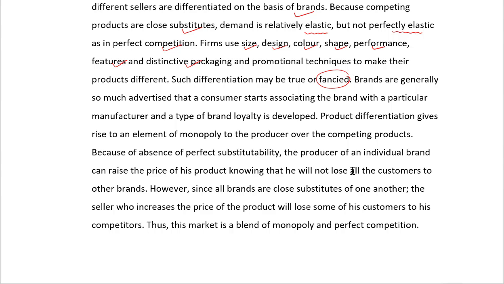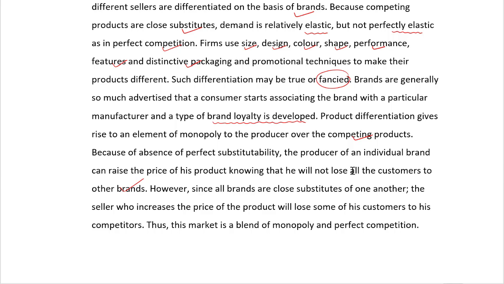Brands are generally so much advertised that a consumer starts associating the brand with a particular manufacturer, and brand loyalty is developed automatically, slowly and gradually. Product differentiation gives rise to an element of monopoly to the producer over the competing products. The producer of an individual brand can raise the price knowing that he will not lose all the consumers to other brands. But yes, he will lose some of the consumers to the other brands.